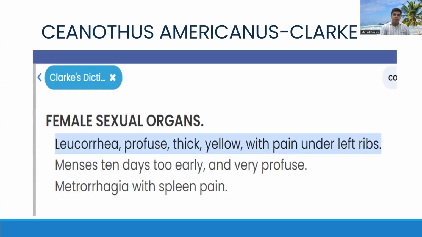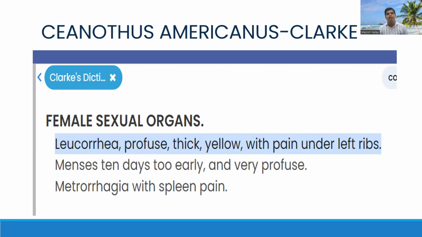Clark has to say, but it's not just Boericke and it's not specificity just. Clark has to say, let's see. Leucorrhea profuse, thick yellow with pain under left ribs. Again, the pain under left rib. You might be thinking, yeah, she has ovarialgia. Yeah, she has ovarialgia. It is on the left side. So you can generalize it also. When it says left ovary pain, ovarialgia, it can be anywhere in the left.